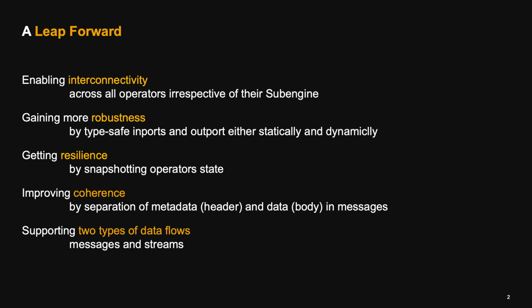So with the second generation operators, we've got a lot of crucial features that help us write more secure pipelines. The five most important ones are listed on this slide. First, we have interconnectivity. This enables you to basically connect all generation 2 operators, provided they have compatible port types. Robustness. With the new V-types, we can type-safely connect operators and ensure compatibility at design time.